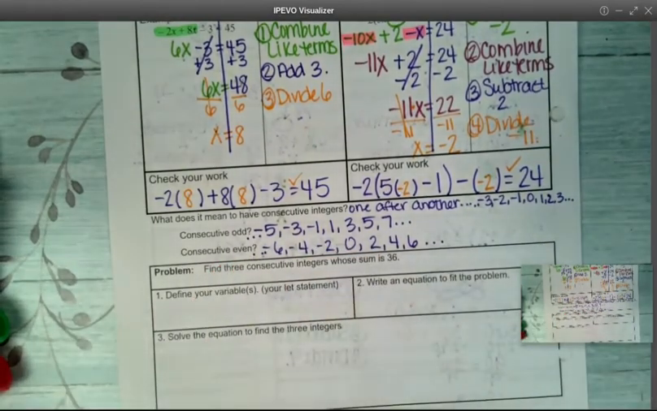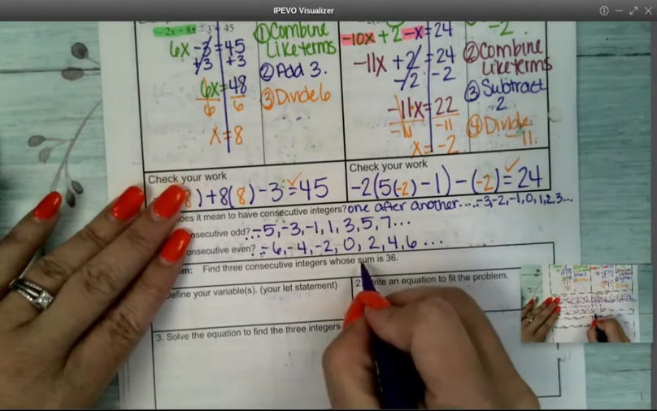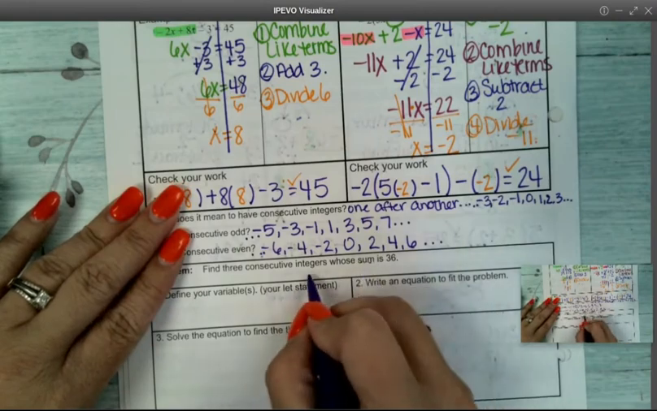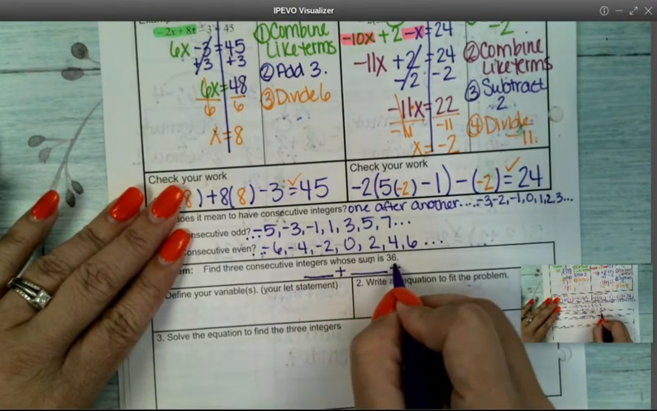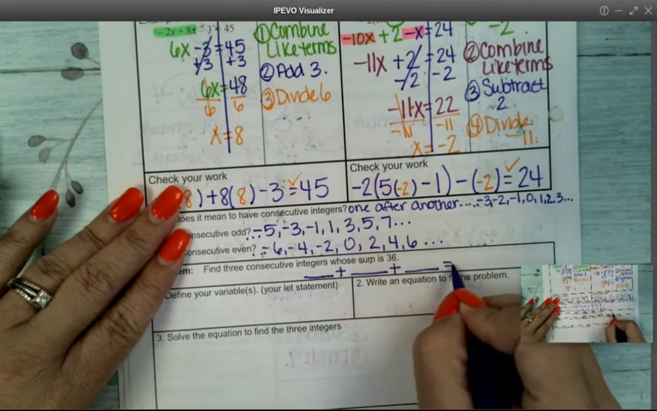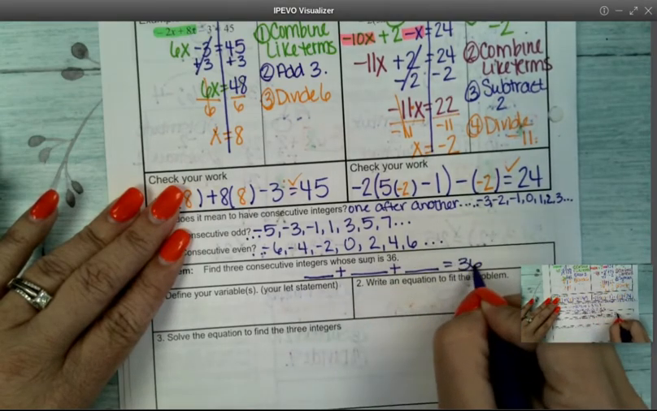So just so you know what consecutive odd and a consecutive even are, I put them there, but we're going to be talking about consecutive integers. It says in the problem, find 3 consecutive integers whose sum is 36. So sum means to add. So I'm going to take one number, add it to another number, add it to a third number, and that's supposed to be equal to 36.